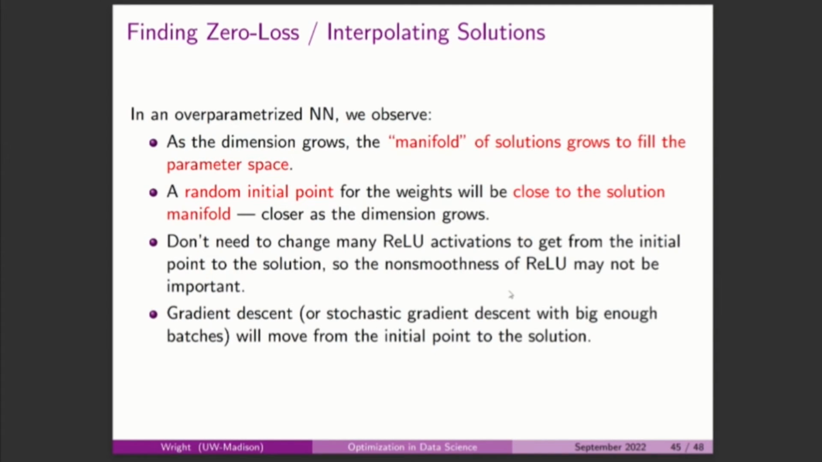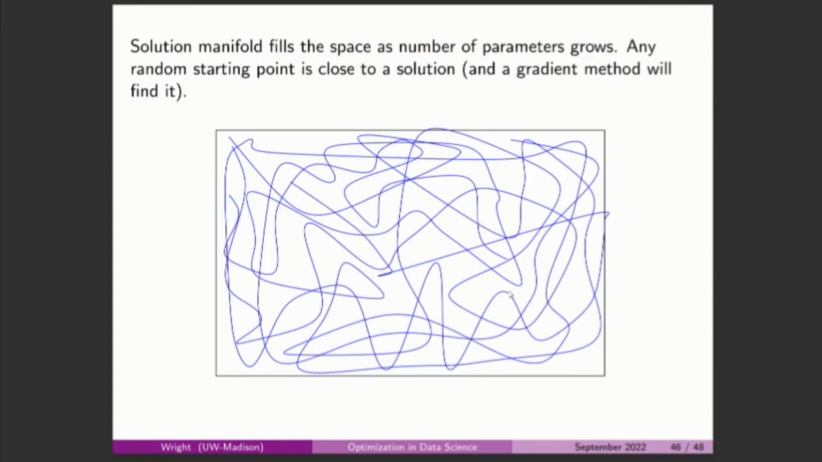So here's one hypothesis for what's going on: as you add parameters to the model, the manifold of solutions basically grows to fill the parameter space. This is kind of an explanation for why optimization works pretty well. If you pick a random initial point in that over-parameterized space, the chances are you're actually close to the solution manifold, because the solution manifold is so pervasive. And so if you just do a bunch of iterations of stochastic gradient, you'll just go to a nearby point on the solution manifold.